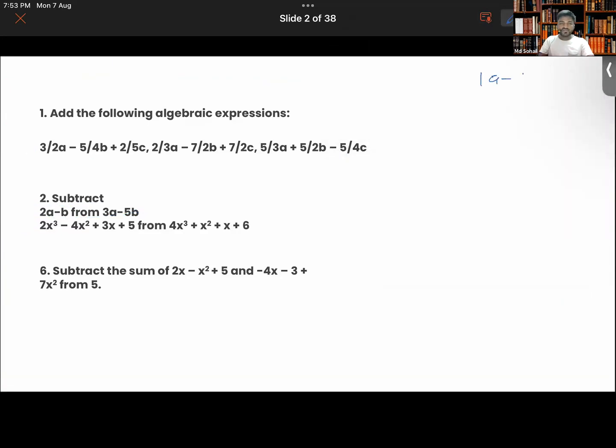1a minus 4b. That is okay then. All right, so we can skip the other questions. Those are also similar, right?